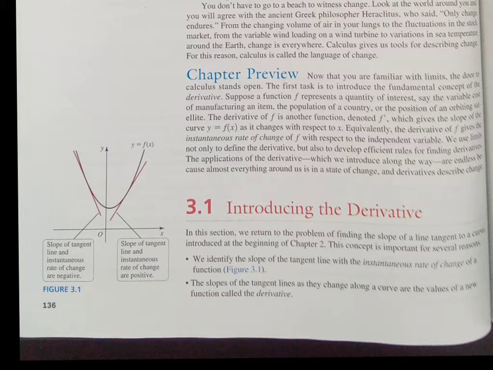So the first thing, I don't know if you need this one in there, but it's what we just said. We identify the slope of the tangent line with the instantaneous rate of change. They are interchangeable. They are exactly the same thing. Okay, the slopes of the tangent lines as they change along a curve are the values of the new function. So we're going to create a function. We're going to be able to take that function and plug values into it. So if you're looking at this curve right here, this parabola, let's say this is 5. Once we have the derivative of this formula, we could plug 5 into it and find the actual tangent slope at that point 5.